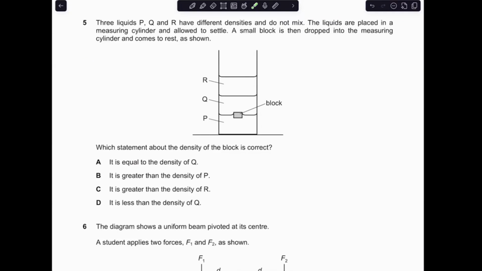So in 5, we've got 3 liquids, P, Q, and R, that have different densities, and they do not mix. The liquids are placed in a measuring cylinder and allowed to settle, and a small block is then dropped into the measuring cylinder and comes to rest. And it's coming to rest somewhere here. Which statement about the density of the block is correct?